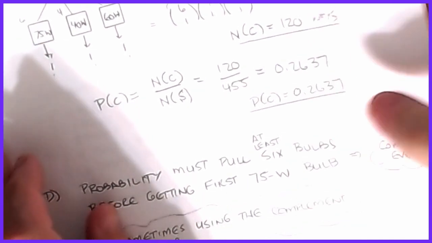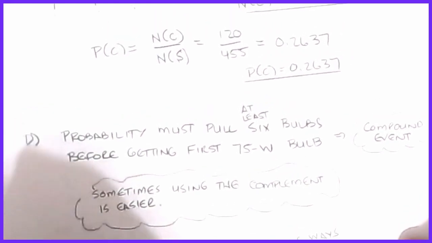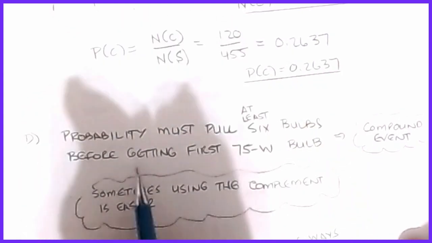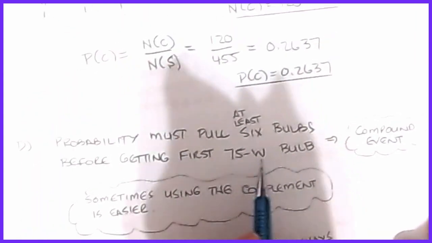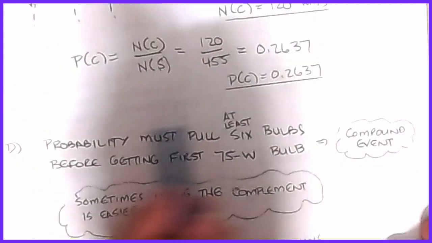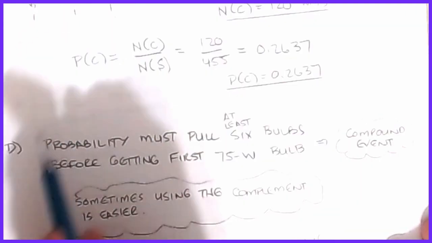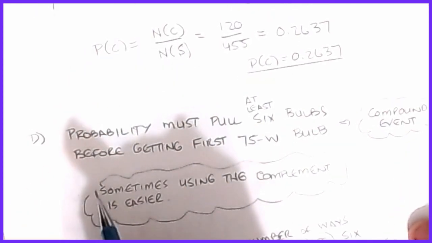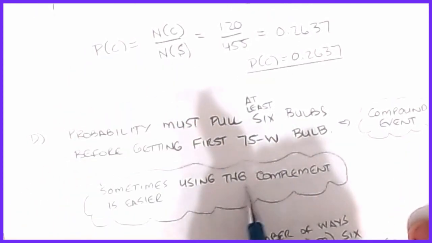And this one's got a little bit more complex, and I want to illustrate this to you. The scenario is the probability that I must pull at least 6 bulbs before I get my first 75 watt bulb. Now this is a compound event, and the wording on this is kind of vague and not real clear on what's going on. What I'm going to point out on this one, and we hinted at this earlier, is that sometimes using the complement is easier, and I'll show you why.